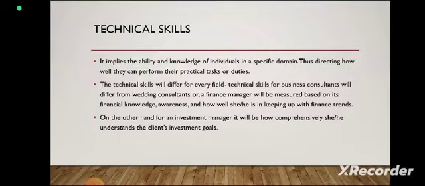So the specific knowledge about the specific institution should be known by the leader of that respective institute or organization. On the other hand, for an investment manager, it will be how well he comprehensively understands the client's investment goals. So an investment manager should be aware of the client's goals, etc.